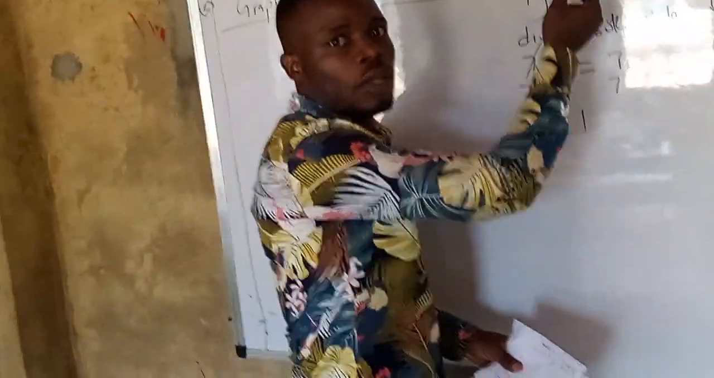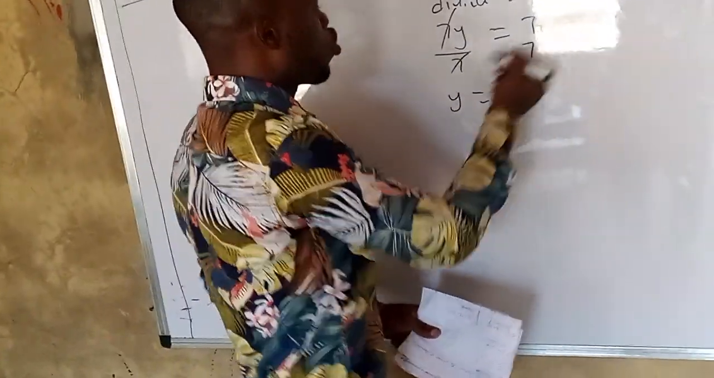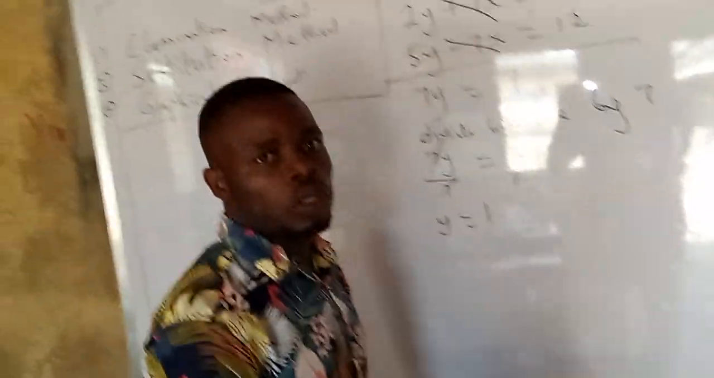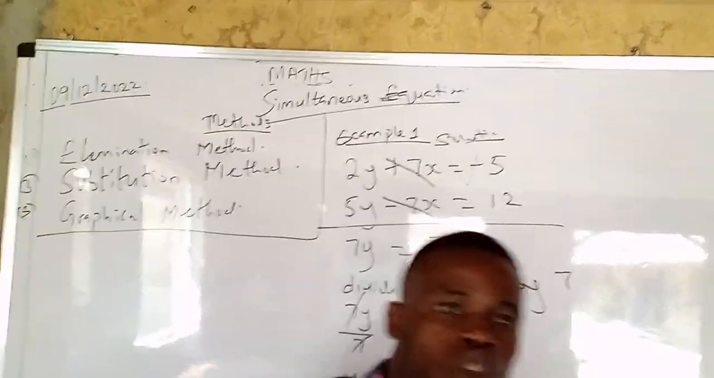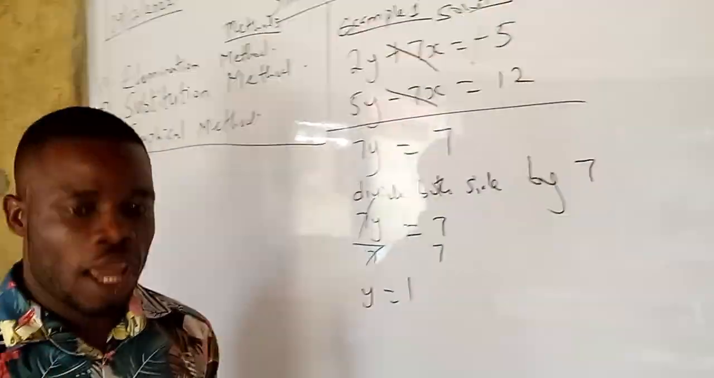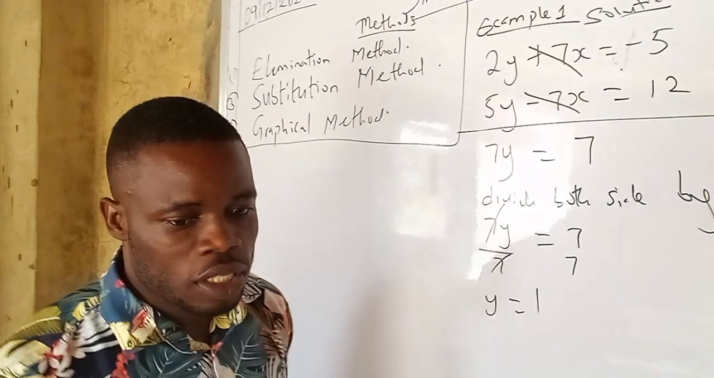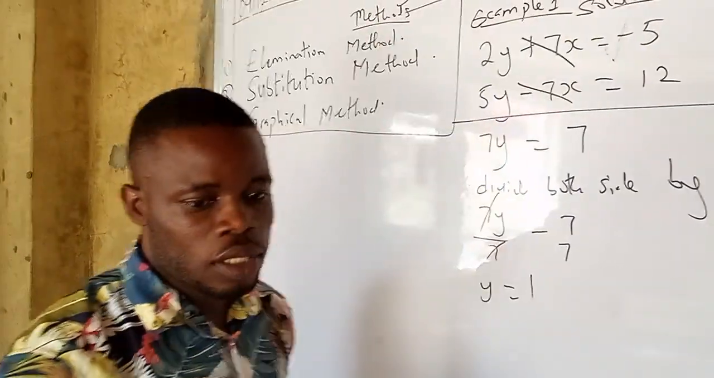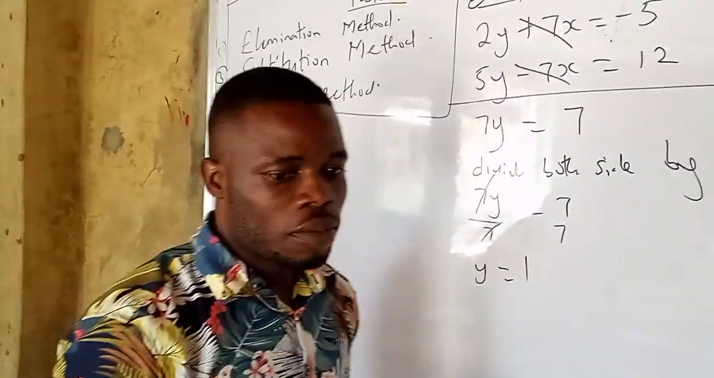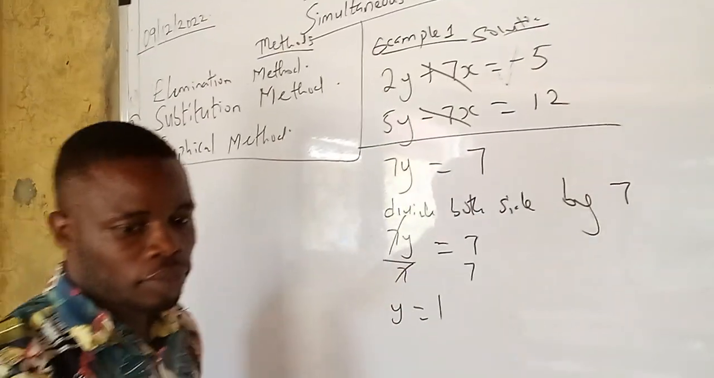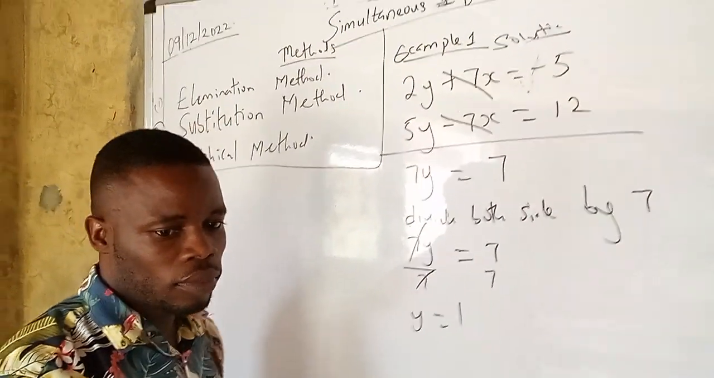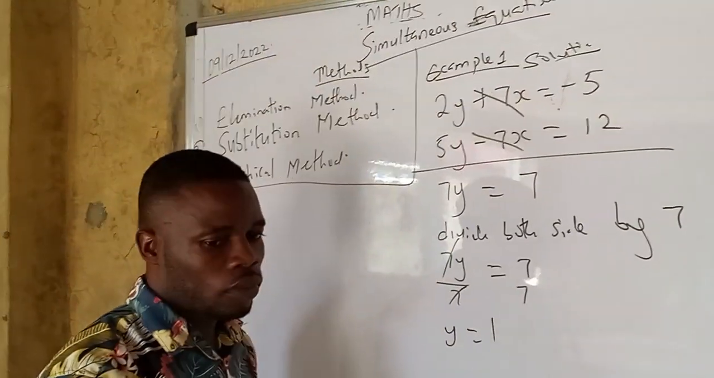So, we can now pick one of the equations to solve for x. Remember, it's a simultaneous equation. Whenever you solve for x, you must solve for y. When you solve for y, you must solve for x. Okay? So I'm going to pick one of the equations. You can pick this, it will give you the same answer. You can pick this, the same answer.